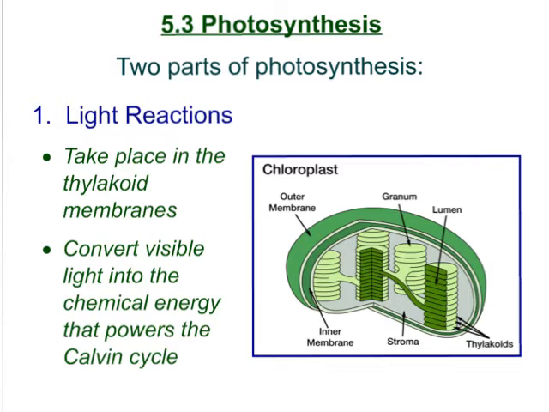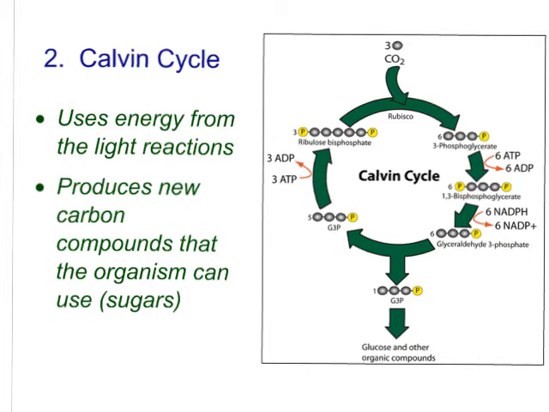And light reactions convert visible light into the chemical energy that powers the Calvin cycle. So you can just think about all of those pigments working at transforming the visible light into chemical energy. And that chemical energy is going to be used in the next part of photosynthesis. That next part of photosynthesis, part 2, is called the Calvin cycle.